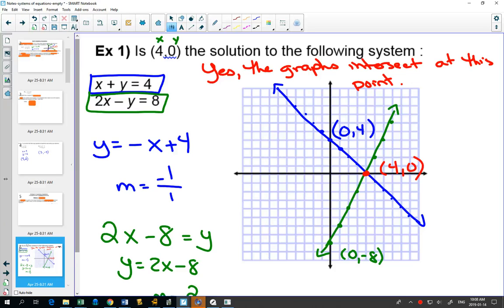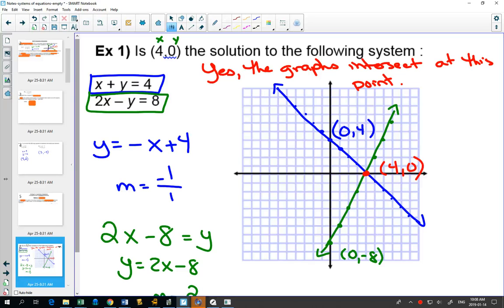Is 4 plus 0 4? Yep, last time I checked. Is 2 times 4 minus 0 8? Yes. So since the point works for both equations, we know it's a solution. That would be faster than graphing it. But right now we're looking at developing the technique of graphing to find a solution.